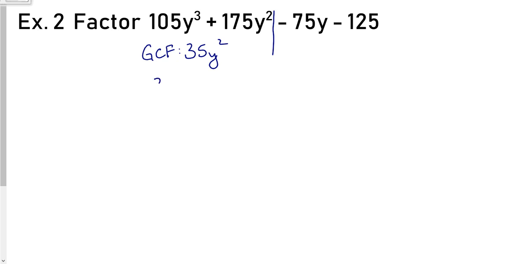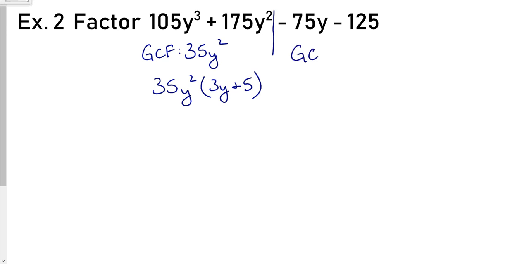Okay, so if we factor out a 35y squared, well, then what am I going to have left over? Well, I'm going to have just a 3y, and then 175 divided by 35 gives me 5. So plus 5. Okay. Over on the right-hand side, I've got 75 and 125.